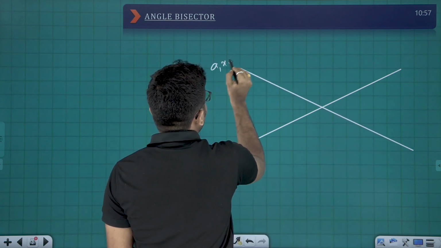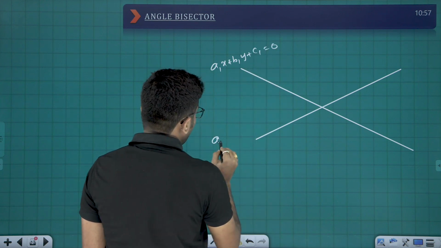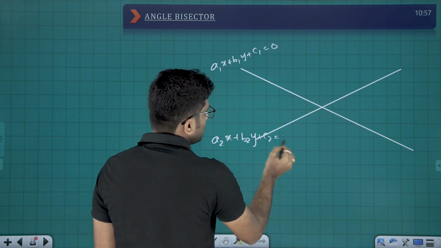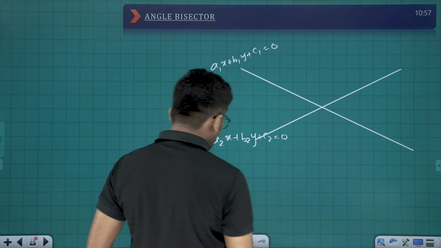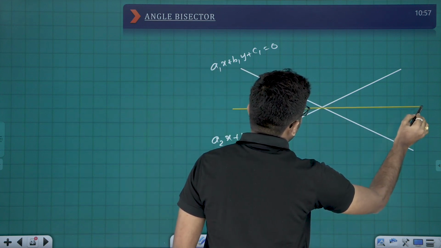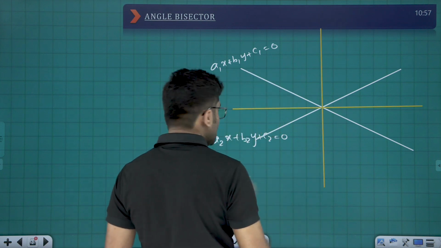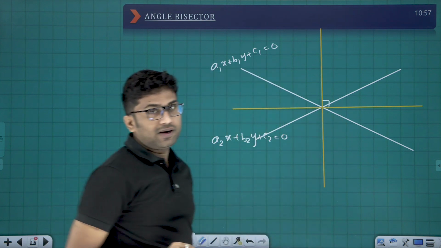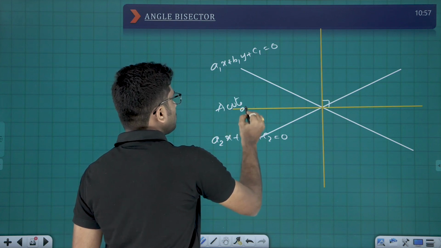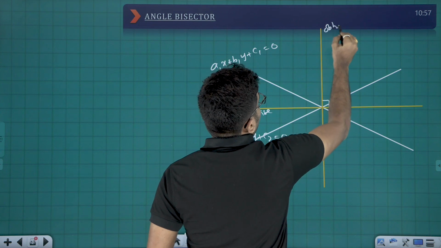Equation of one line is a1x plus b1y plus c1 equals 0, and another line is a2x plus b2y plus c2 equals 0. Now for these two lines there will be two bisectors. One will be the acute angle bisector and the other the obtuse angle bisector, and these two bisectors will always be perpendicular. Okay, this is the acute angle bisector and this is the obtuse angle bisector.